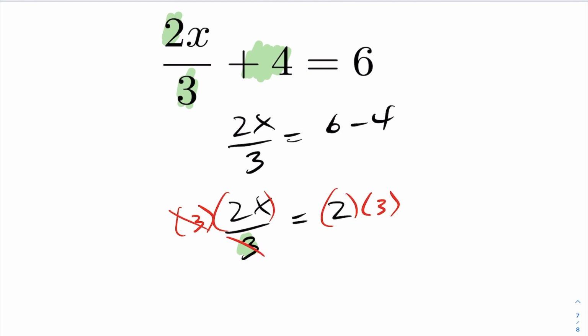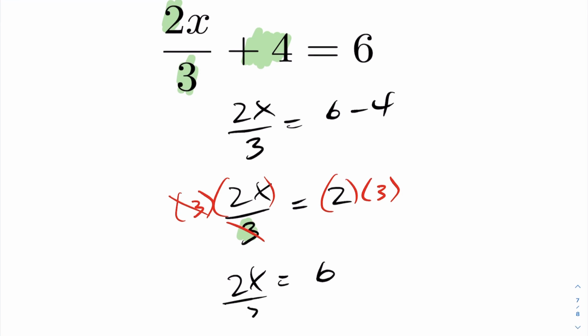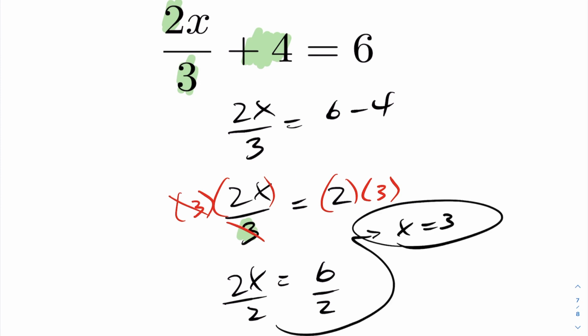This will reduce. 3 divided by 3 is 1. And now this simplifies to become 2x equals 6. And now the operation between the 2 and the x is multiplication, so we undo that with division, and simplifying we get x equals 3. All right, this was just a basic introduction to solving linear equations.